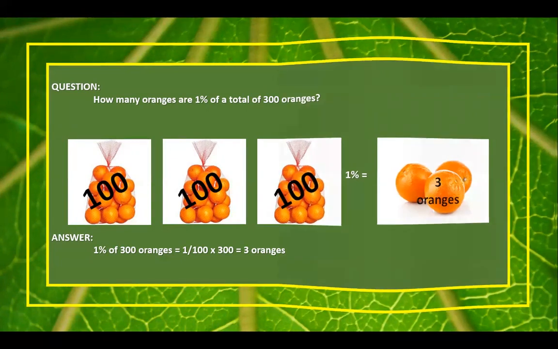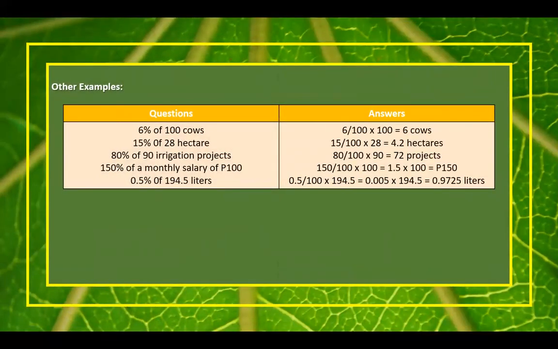So our answer is 1% of 300 oranges is equal to 1 divided by 100 times 300, which is equal to 3 oranges. We also have other examples, such as 6% of 100 cows. We have 6 divided by 100 times 100, that is 6 cows. We also have 15% of 28 hectares. The answer is 4.2 hectares. 80% of 90 irrigation projects, we have 72 projects. We have 150% of a monthly salary of 100 pesos, our answer is 150 pesos. And 0.5% of 194.5 liters, the answer is 0.9725 liters.